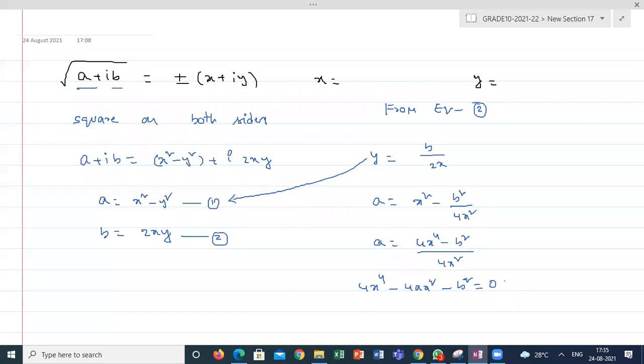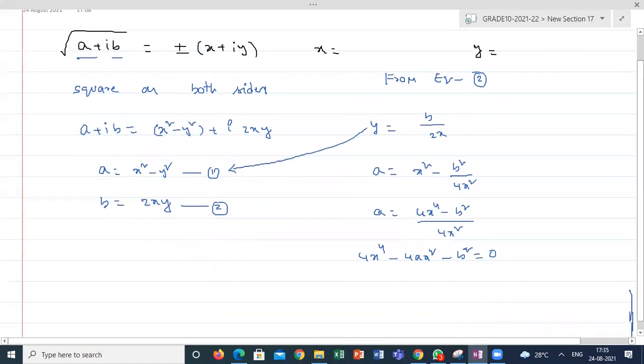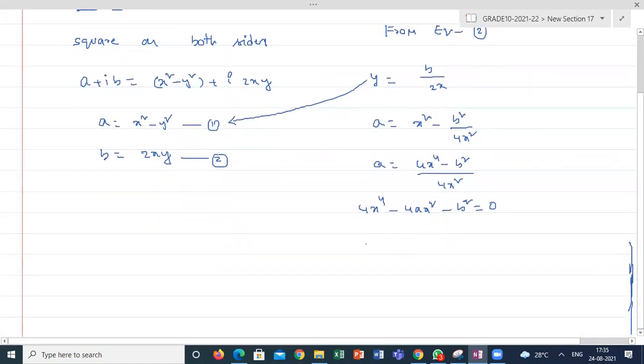So I'm taking x square as p. To avoid confusion, I'm converting this into a quadratic equation. Consider x square is equal to p, and this whole equation becomes 4p square minus 4ap minus b square is equal to 0.